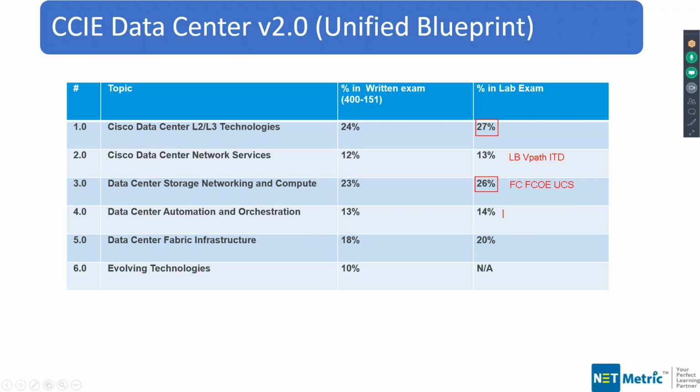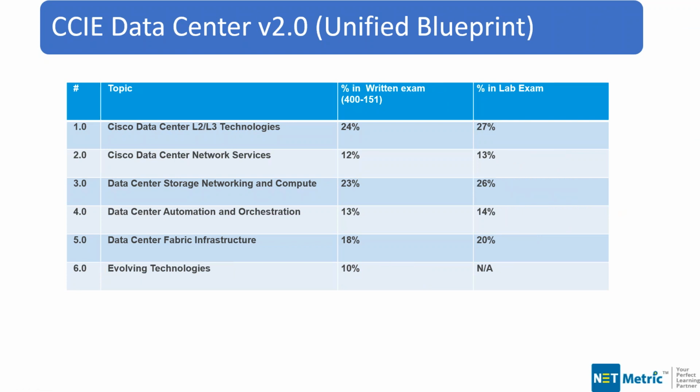They are going to test us on UCS Central or UCS Director. These are the two things. What is data center fabric infrastructure? This is all about ACI, policy driven networking, and evolving technologies, which includes cloud or SDN technology. They are just testing this in the written examination. There is nothing as such in the lab. You can see that it is not available.